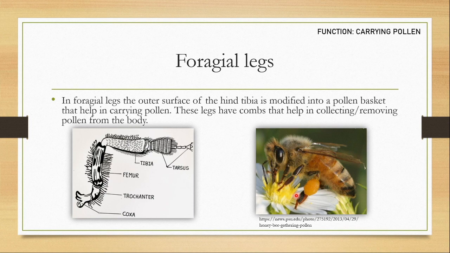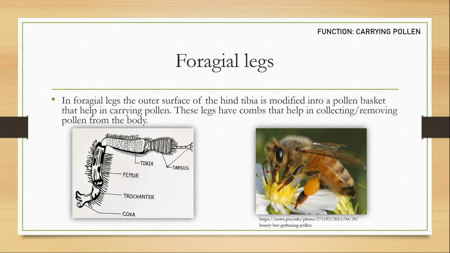Next type I'm going to talk about is foragial legs. Honeybees and all other types of bees are very well known for their foraging habits. Honeybees, for example, need to collect nectar and pollen from flowers, and they have to carry that home. Now, nectar is liquid. It can be sucked up by the mouthparts and can be stored in the crop. But pollen cannot be eaten up like that. So what they do is they store the pollen in their hind legs. So their hind legs are modified in such a way that they can carry a big load of pollen.